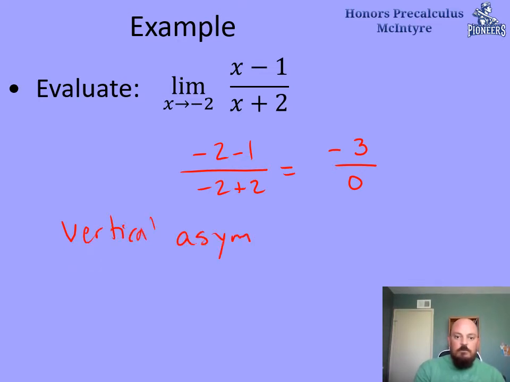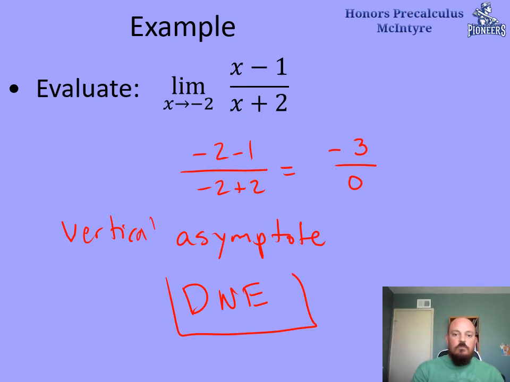A vertical asymptote. But that's not the answer to the question. The answer to the question about the limit itself is does not exist. So for now, any constant over 0, you can automatically just say does not exist.